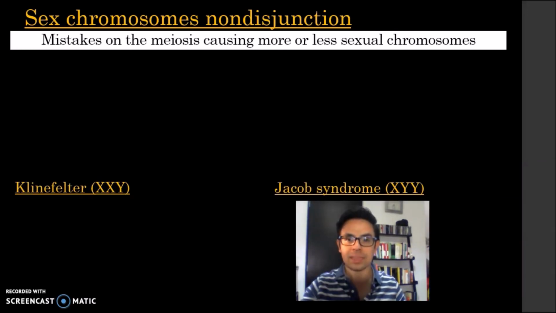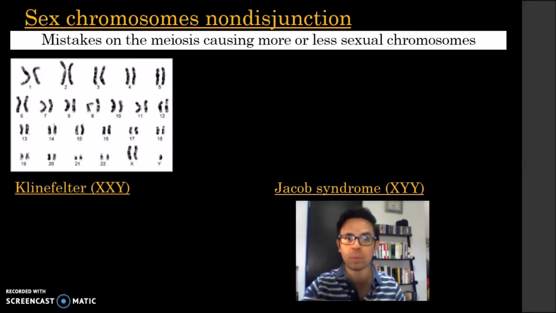The next type of sexual non-disjunction is known as Klinefelter syndrome. If you can see here, the genotype will be X, X, and Y. We have an extra X chromosome. What could be the phenotype?